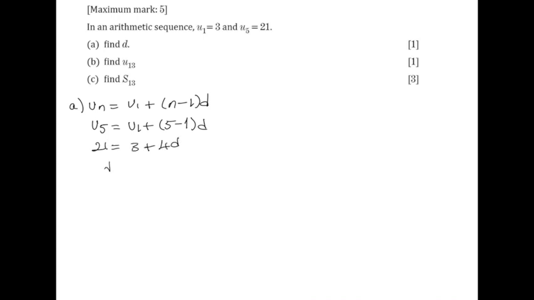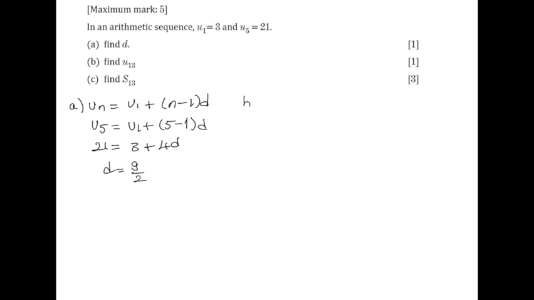In an arithmetic sequence, u1 equals 3 and u5 equals 21. For part A, we can use the general term for an arithmetic sequence, which is un equals u1 plus (n minus 1) times d. u5 equals u1 plus (5 minus 1) times d. 21 equals 3 plus 4d. So d equals 9 over 2.